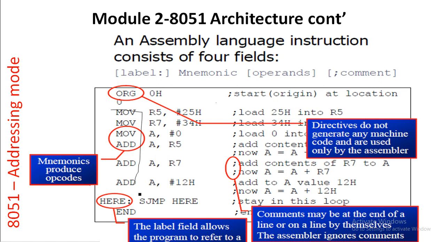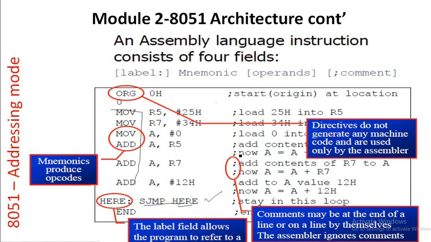For example, here the instruction is SJMP. SJMP means short jump. It makes a jump from here to here, so it always repeats this instruction. Understood? That makes an infinite loop. So that kind of part is also there in the program.